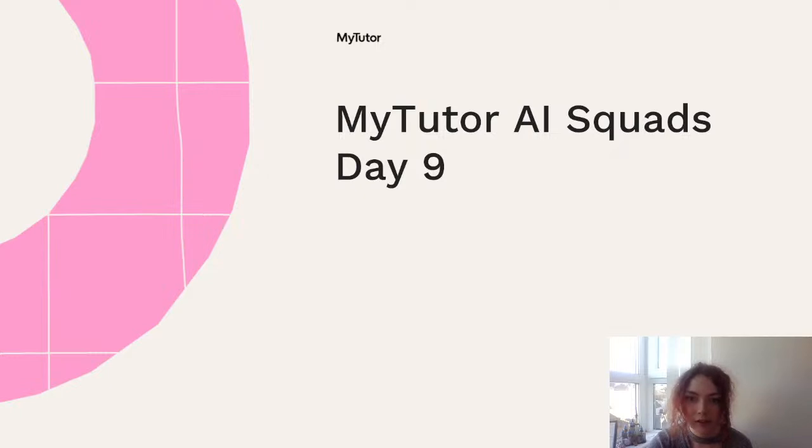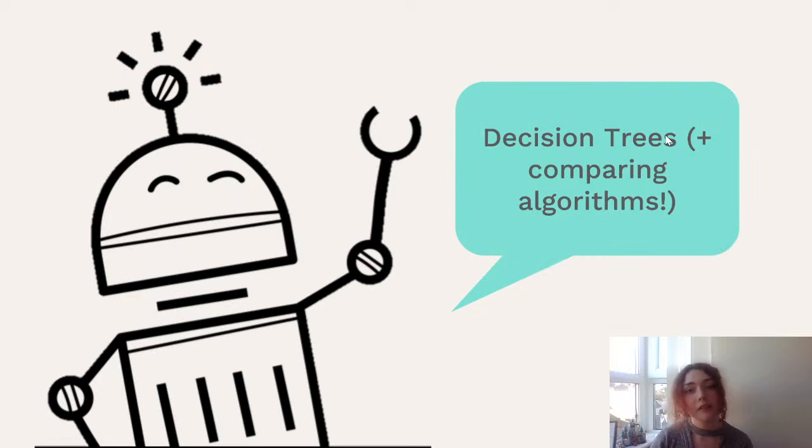So let's start then. Welcome back, everybody, to another My Tutor AI Squads. This is the penultimate episode. This is day 9. We're getting towards the end of this. There's a little bit more content to cover in terms of machine learning algorithms. Particularly today, we are going to be looking at decision trees.